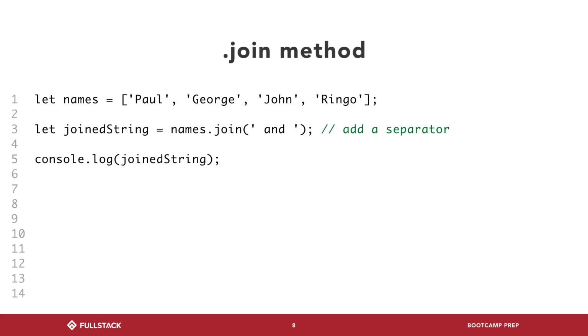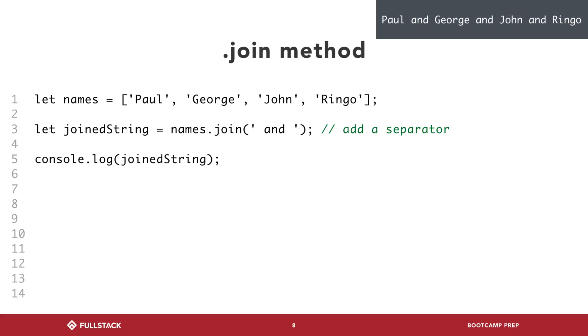The join function by default takes no arguments, so it will just join everything as a string and separate by a comma. But if I pass in a string, it will say, great, that's what I want my separator to be. By default, when you pass no arguments in, join says, oh, you want your separator to be a comma. If you don't want it to be a comma, you have to pass in your explicit separator. In this case, it's space and space. So now when I print out my join string, I get Paul and George and Ringo and John. So join is just a way to convert something from an array into a string.